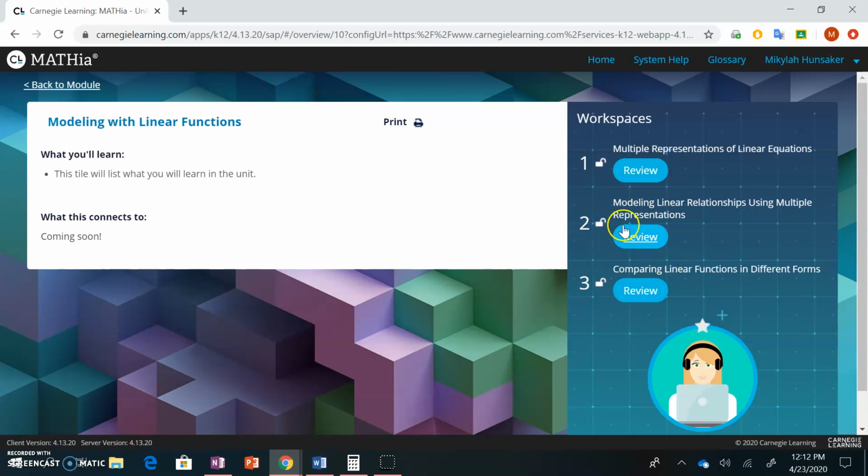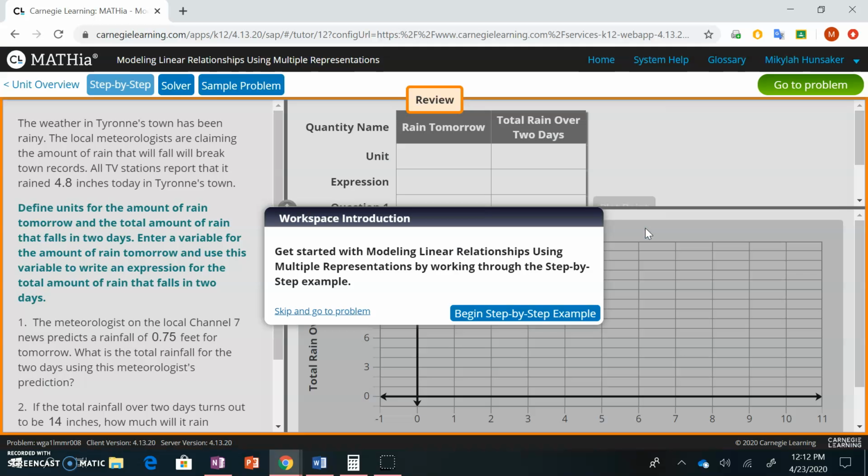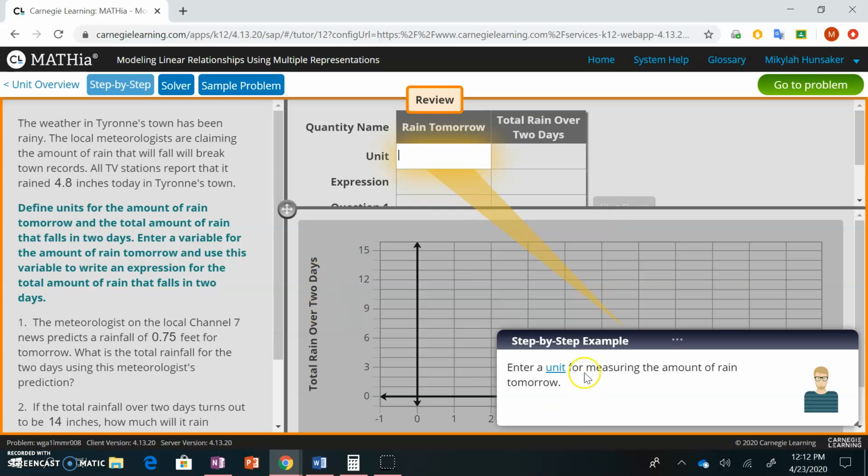Instead I'm going to move into the second workspace. Remember, you have to go in order, so you have to finish the first one before you go into this, so go do it. As always, we'll do a step-by-step example. These will help you understand what they want.